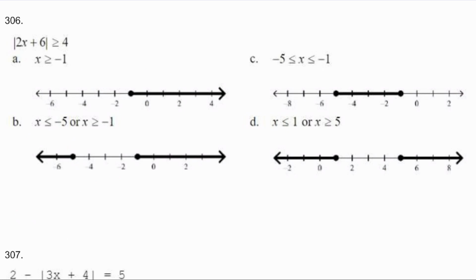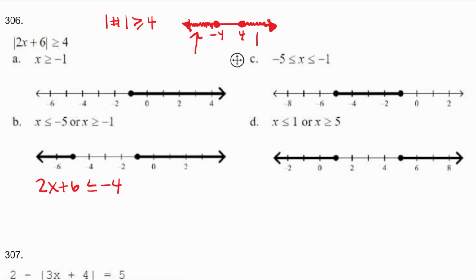306 is looking like another inequality. So again, we're going to start by isolating the absolute value. It's already isolated. Then I'm going to think about where the absolute value of a number is greater than or equal to 4. Well, definitely where it's bigger than 4, but also where that number is more negative than negative 4. And so I'm just going to say 2x plus 6 is either less than or equal to negative 4 from that region, or 2x plus 6 is greater than or equal to positive 4.